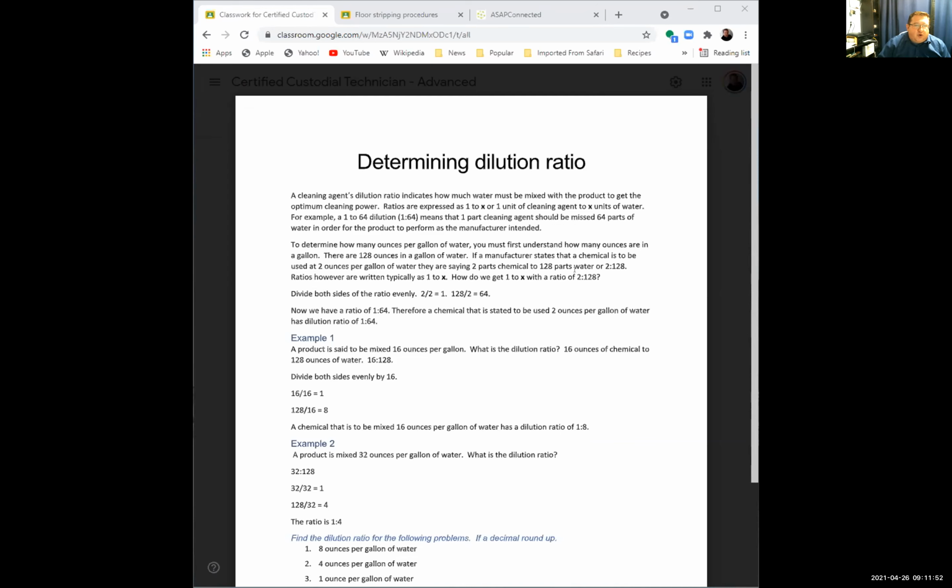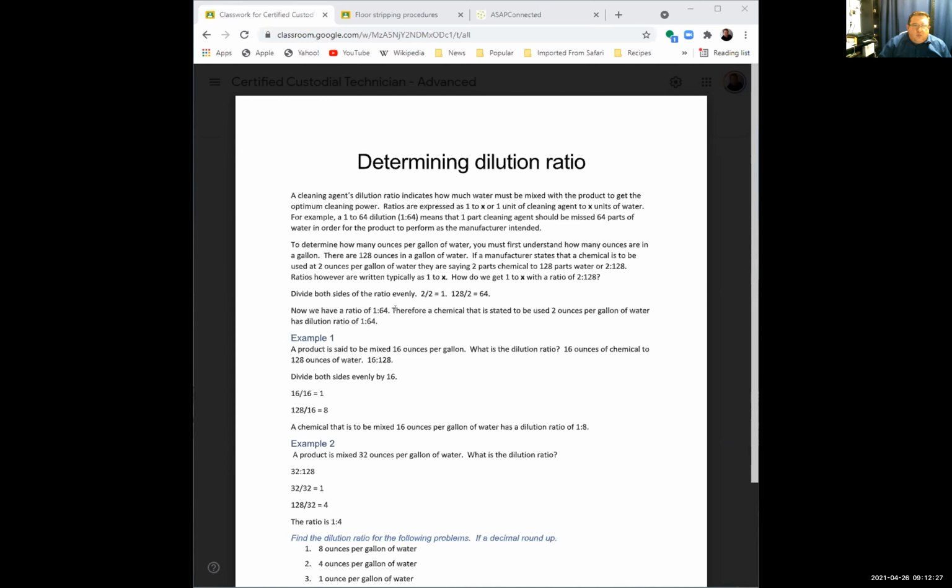How do we break that down to a smaller number to get this smaller ratio? Well, what we do is we divide both sides of the ratio evenly. This is when we do a division. In this case, because 2 is the lower of the number, we'll take 2 and divide it into 128. So 2 divided by 2 is 1, and 2 into 128 is 64. So now we have a ratio of 1 to 64.